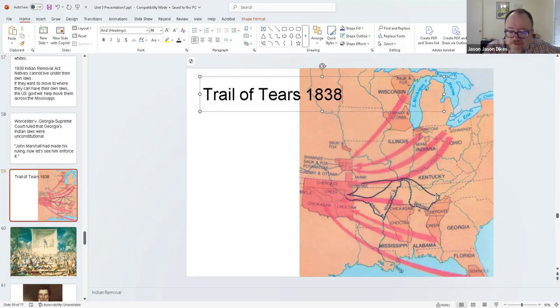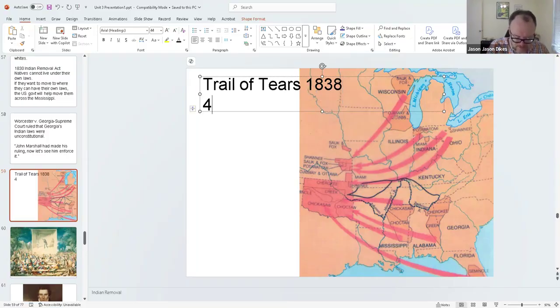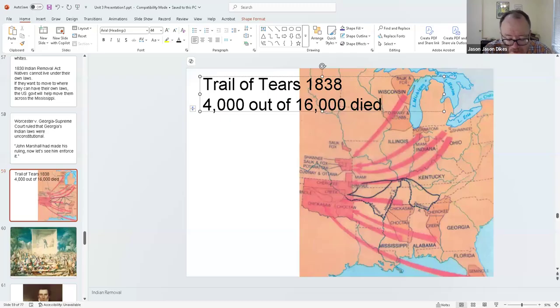They decided to move in the late fall and winter, and for some reason they decided to take them this way, where it would be cold and snowy, Illinois, Kentucky, and out of about 16,000 Cherokee who began, about a quarter of them died on the Trail of Tears from exposure, hypothermia, not enough food, et cetera, et cetera.